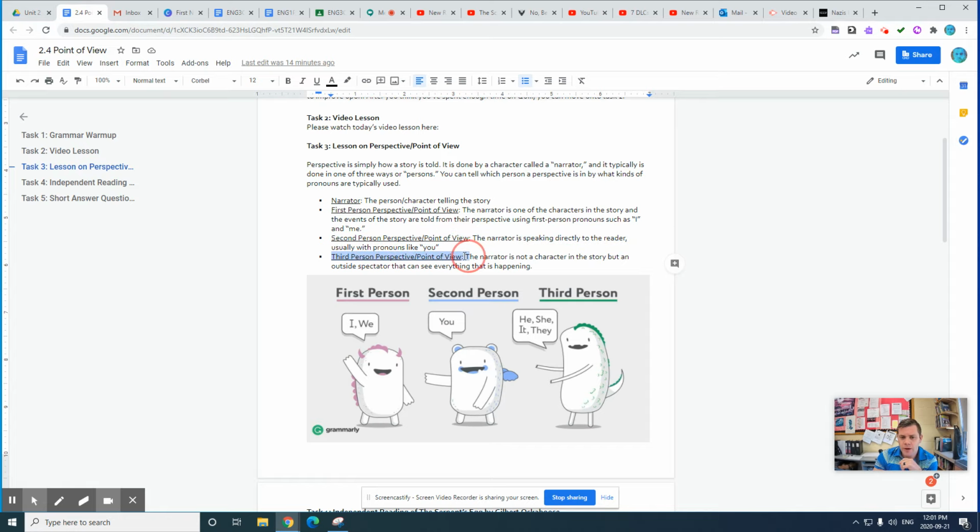Another very common one, and this is the perspective of today's story, is third person, where the narrator is not a character in the story, but an outsider perspective that can see and know everything. So they use words like he, she, they, and it.